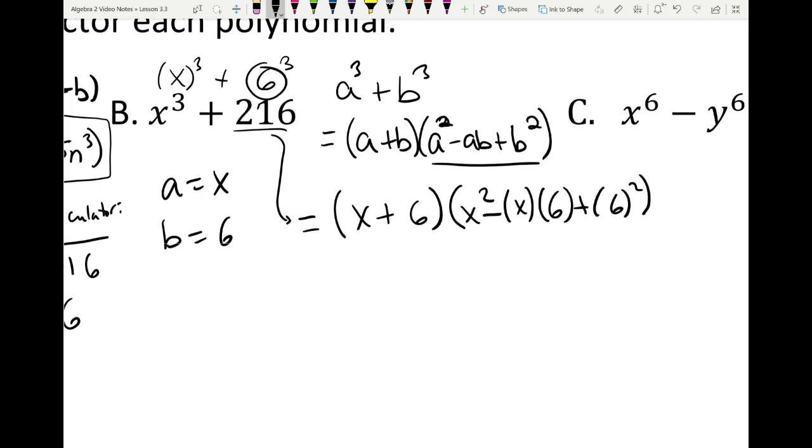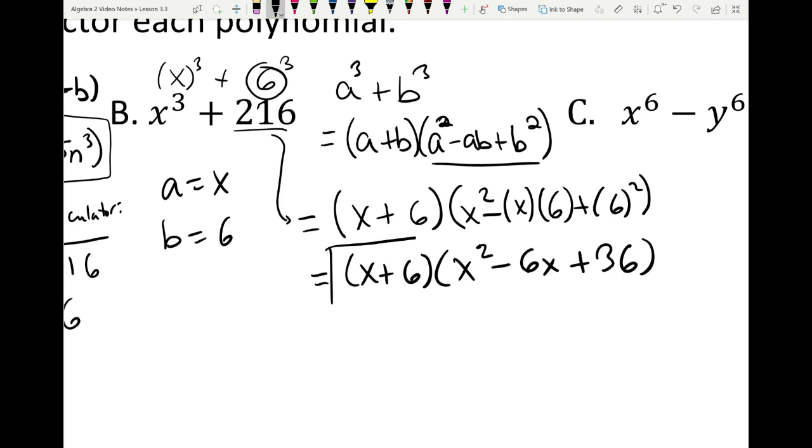And then we just kind of simplify that a little bit and get our final answer. So we have x plus 6, we have x squared minus 6x plus 6 squared is 36. And that's our final expression.